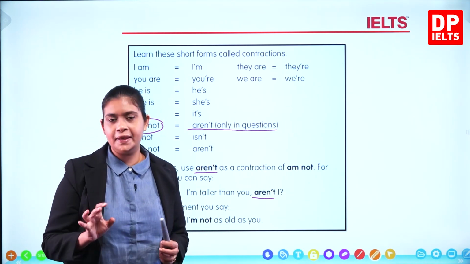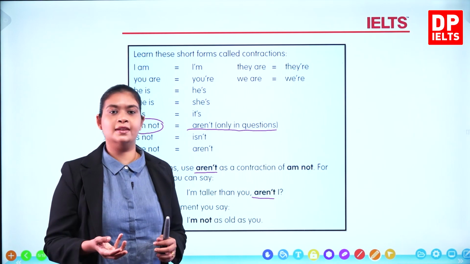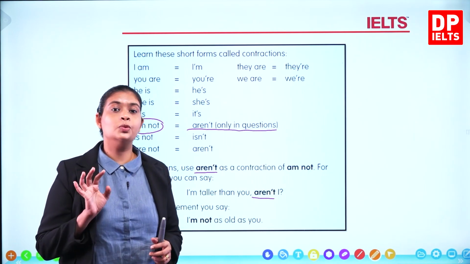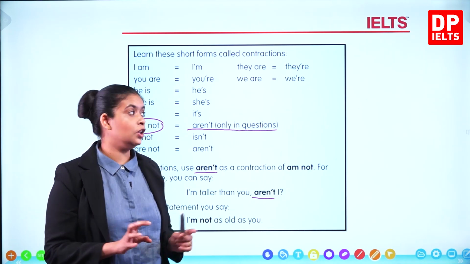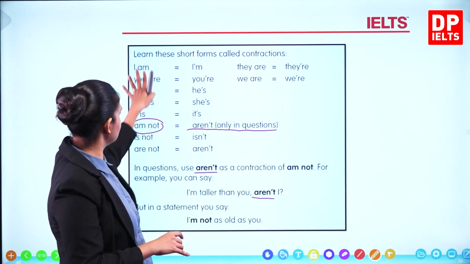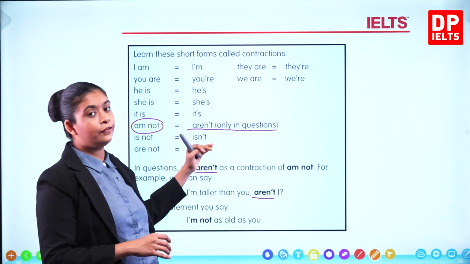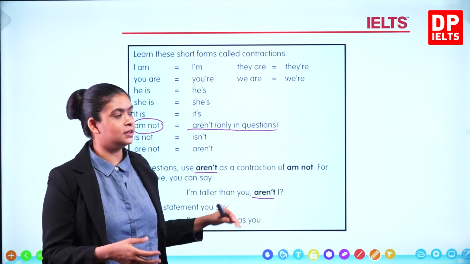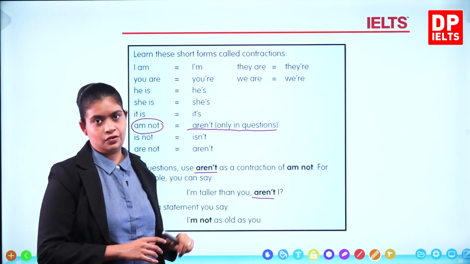Usually when we speak, you should be using contractions. But when you write formally, we use the full form. This is called the full form. If you are writing informal, you could use the contractions.